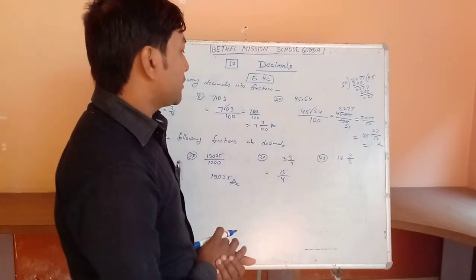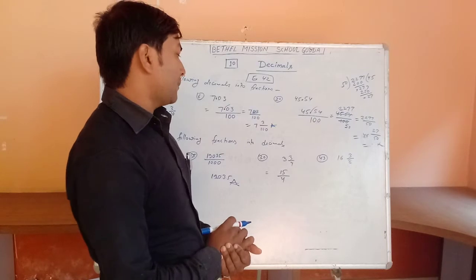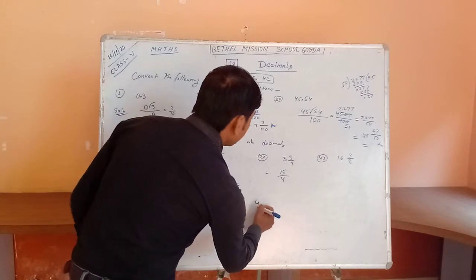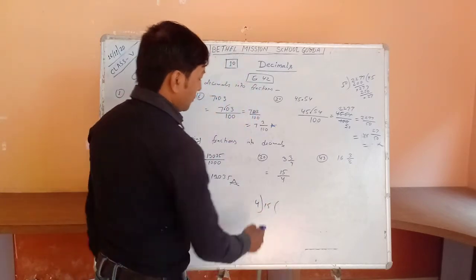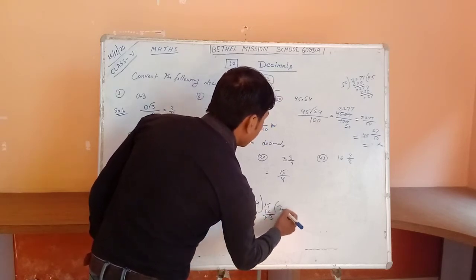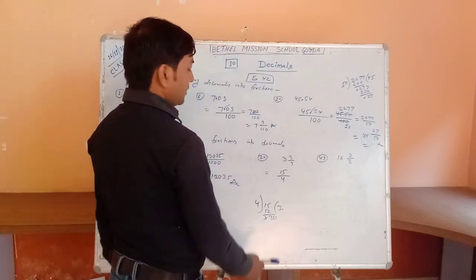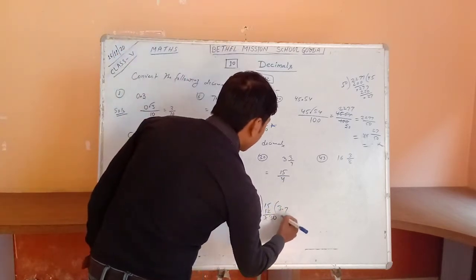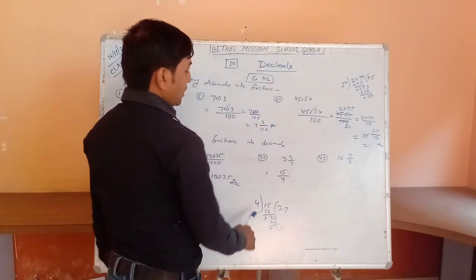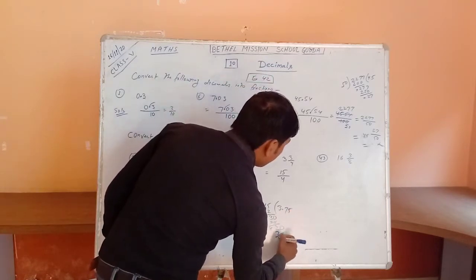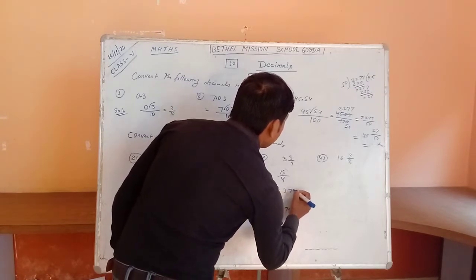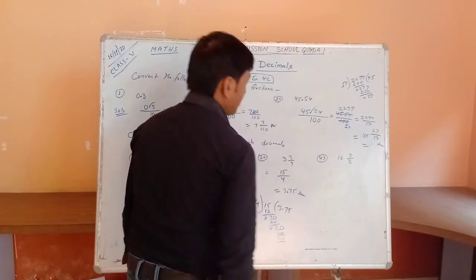So you have two methods to solve this type of question. First, you can divide by 4. 4 times 3 is 12, and 3 remainder. Now put the decimal and then 30. 4 times 7 is 28, and 2 is the remainder. Put 0 again, 4 times 5 is 20. So the answer is 3.75.